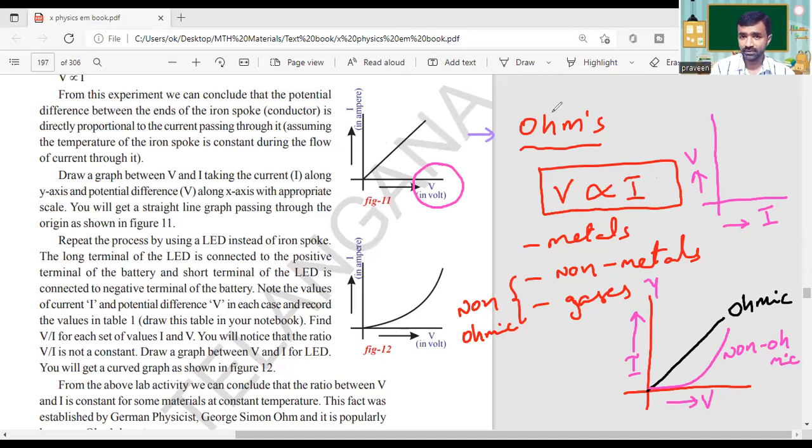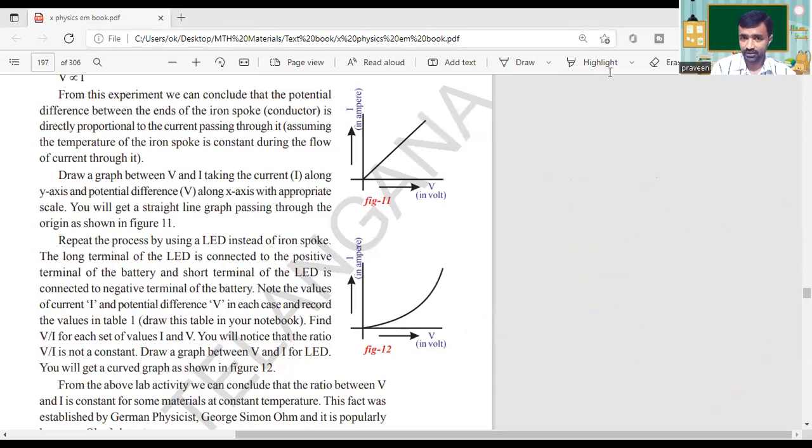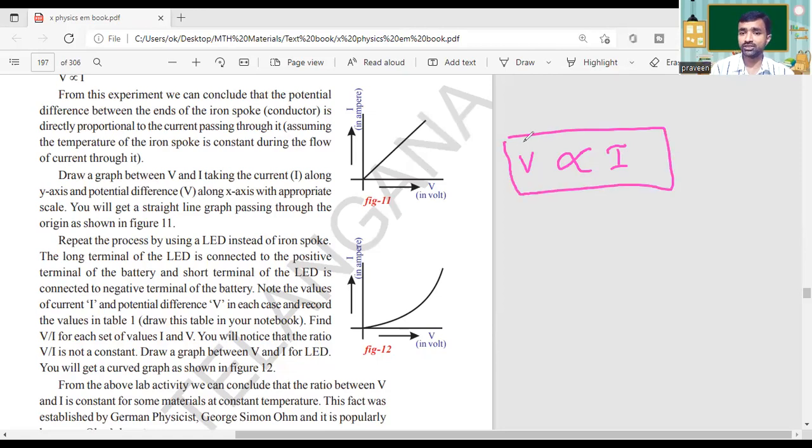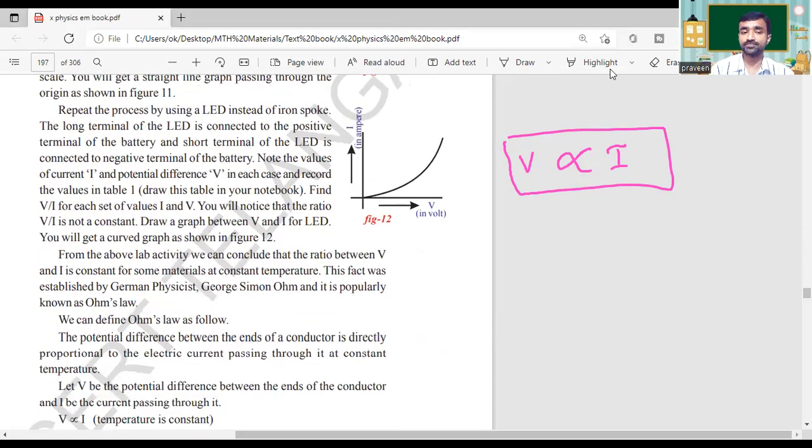Here we notice the voltage and current relation: when voltage increases, the current in the conductor also increases. This was observed by Ohm, so this law is called Ohm's law. According to this law, materials are classified into two categories: ohmic conductors and non-ohmic conductors.